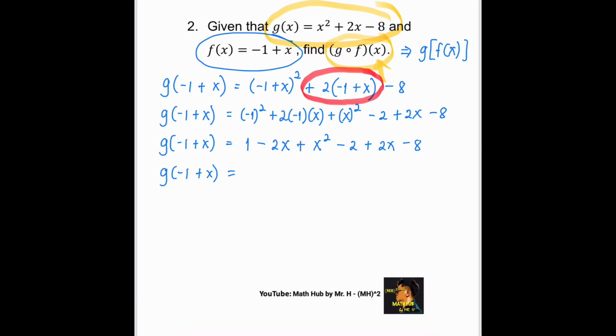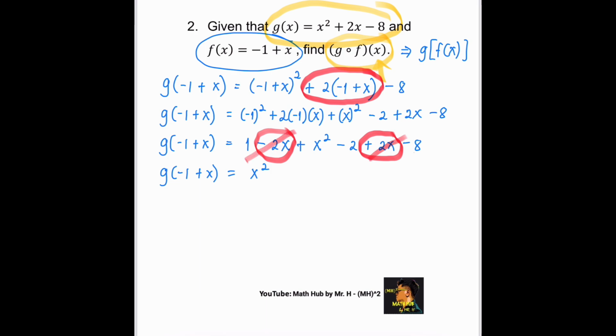From here we can simplify. So we combine like terms. Since there's only one term that has the degree of 2, we just copy that: x squared. And you notice that the terms with variable x are that one and also this one. But if you combine them, it gives you nothing, it's 0.